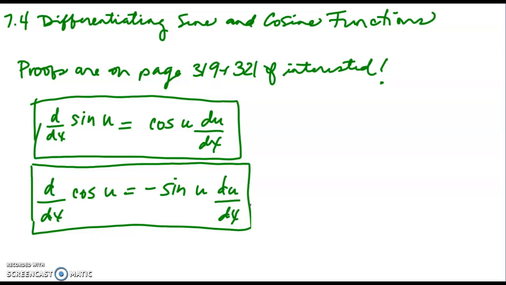Hello grade 12s. We are going to skip over 7.3. If you would like for yourself, you can have a look through it. And we're going to look briefly at 7.4, the transcendental functions sine and cosine.